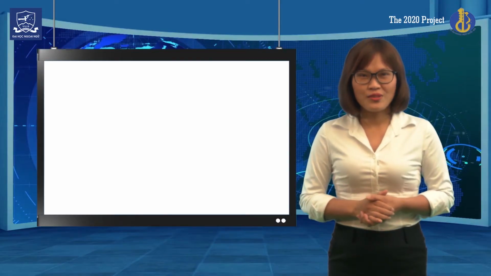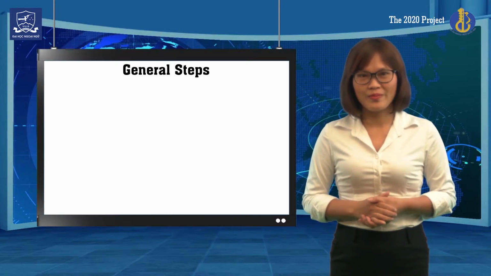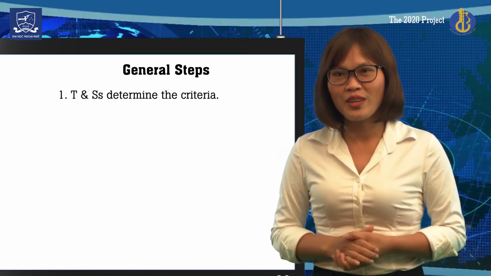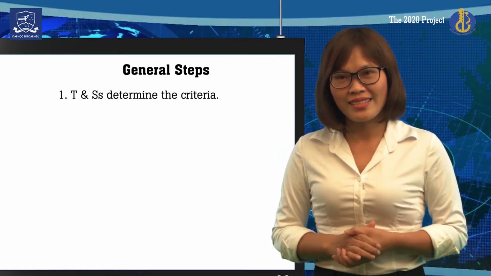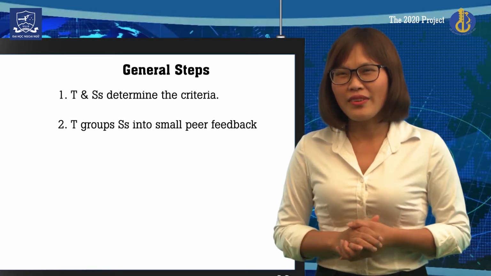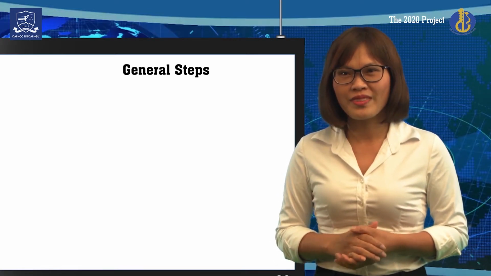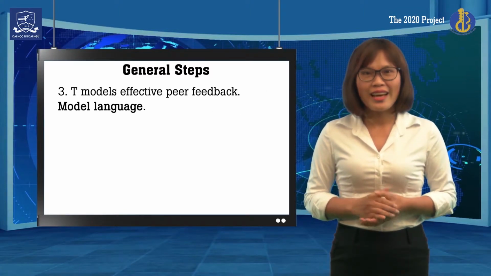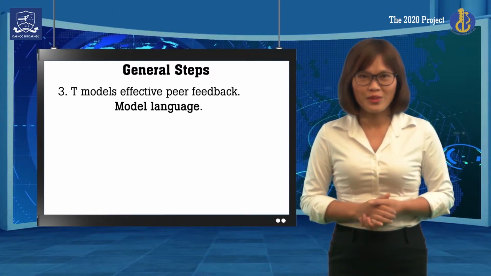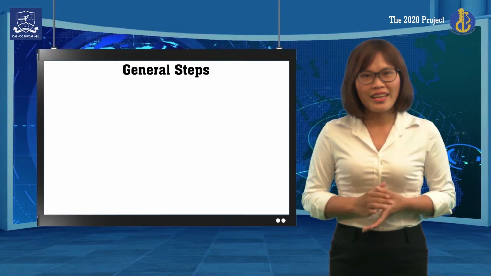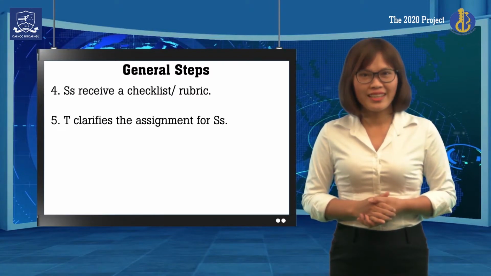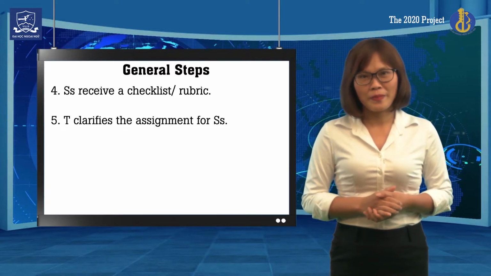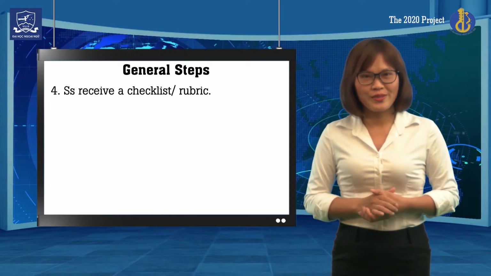So here are general steps to carry out peer assessment. First, the teacher works with students to determine the criteria on which the assignment will be assessed. Then, the teacher divides students into different groups. Next, the teacher models effective peer feedback for students and provides them some model language. Students then receive a checklist or rubric that reminds them how to deliver effective peer feedback. The ladder of feedback is a good choice.